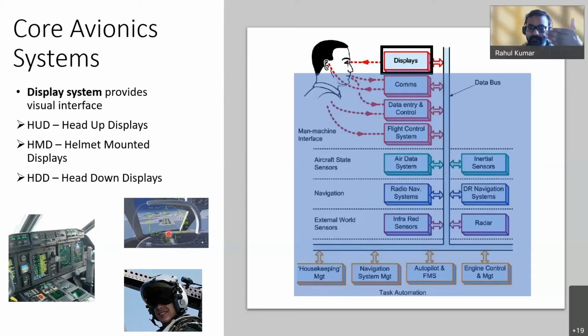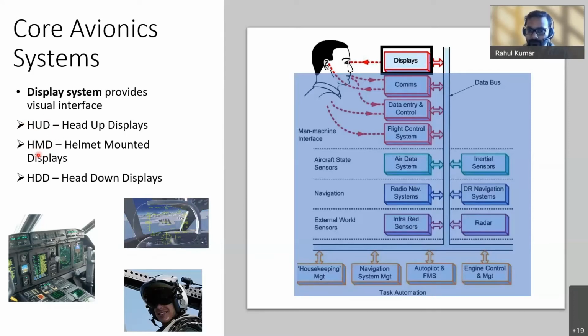And the glass is transparent, so you can view the outside environment through it. Along with the information, you would have situational awareness as well. You can look around the aircraft. You don't need to look down. Right? So that's your head-up display, or in short, HUD.